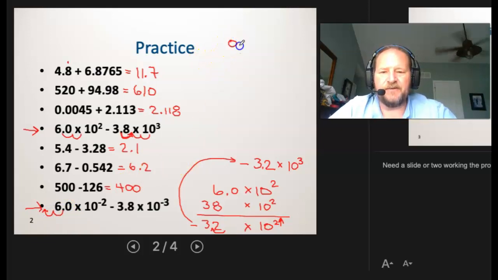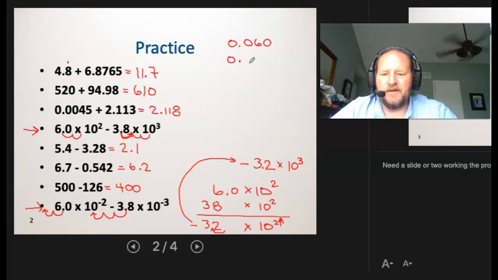And so we're going to get 0.06. And when I write it this way, I want to keep that 0. That 0 is significant. So I'm going to write that 0 in, 0.060. Now for this one, I'm going to go over 3 places, 1, 2, 3. So I'm going to line up that 0 with a decimal. And then I'm going to get 0.0038.